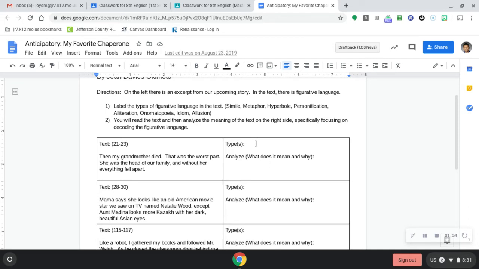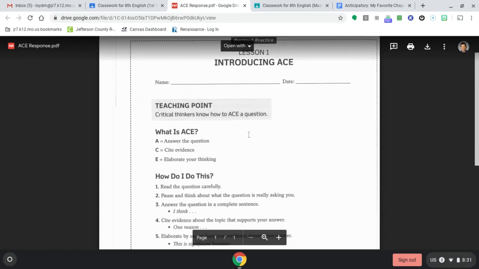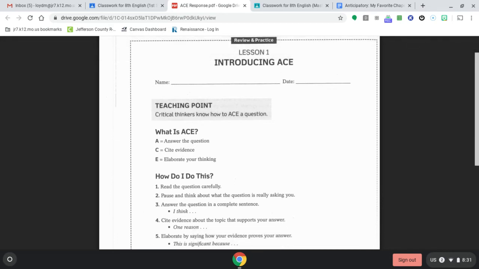The type that you're going to put up here is the actual figurative language, and then you're going to analyze. You'll analyze using something called the H response. Now, we haven't actually addressed this in class yet. We will be able to touch base with it whenever we come back. Looking at an H response, you will do three things. Answer the question. So the question is to analyze, what does the figurative language mean, right? And why is it saying that?